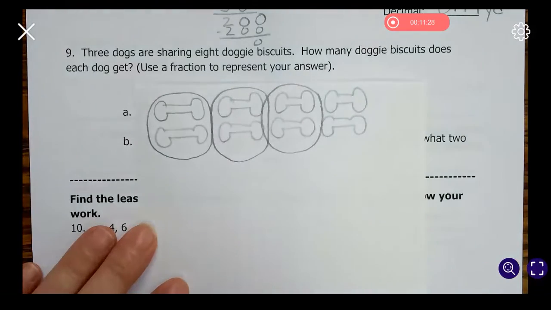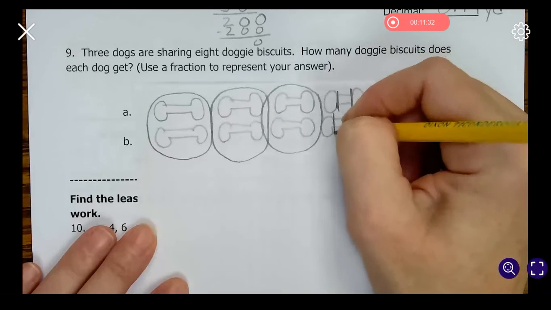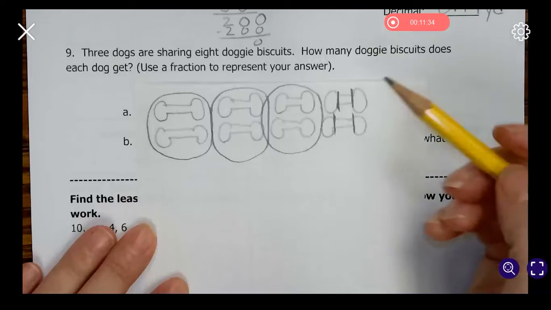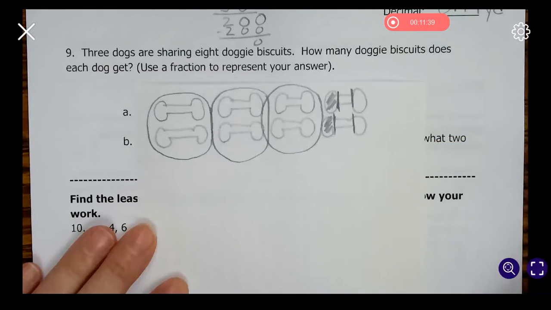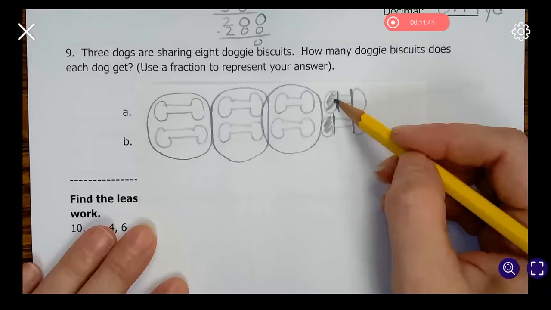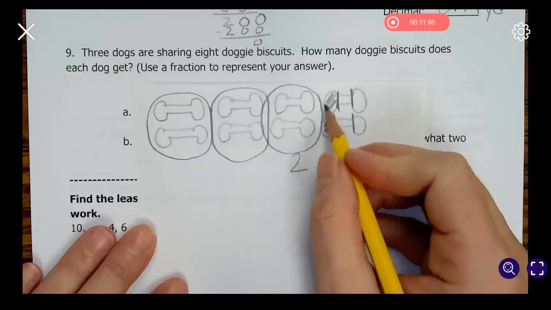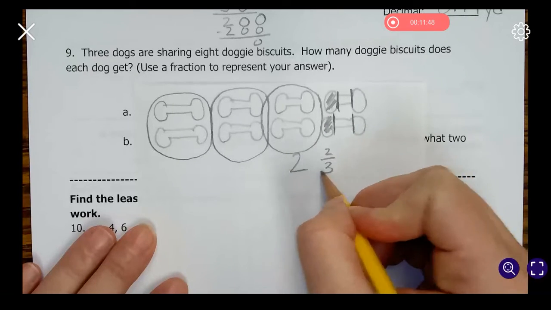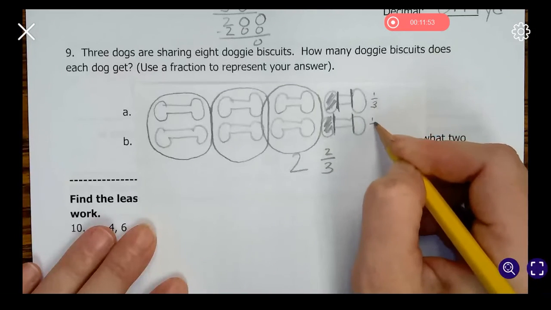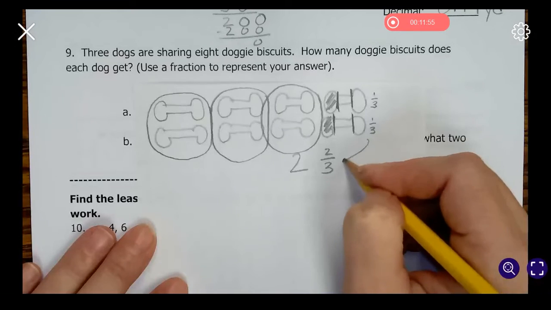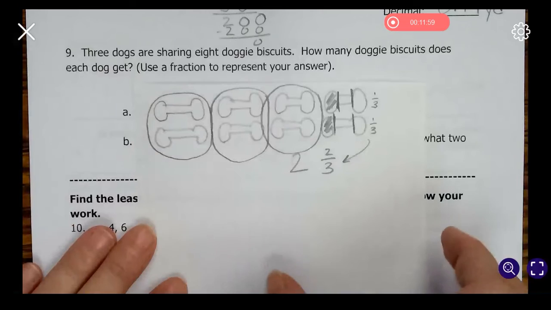Okay, and then we're going to have to split these up. And then they're going to be able to get 2/3, right? 1/3 and 1/3 is 2/3. So this would be 2 and then 2/3 of a dog biscuit, because they'll get 1/3 of this dog biscuit and 1/3 of this dog biscuit. So that would equal 2/3. So now let's see if we can do that mathematically.